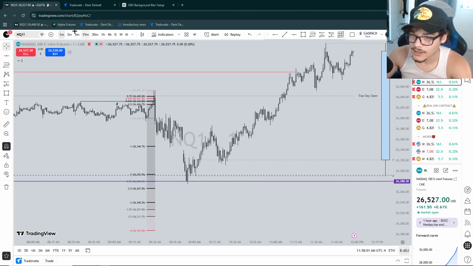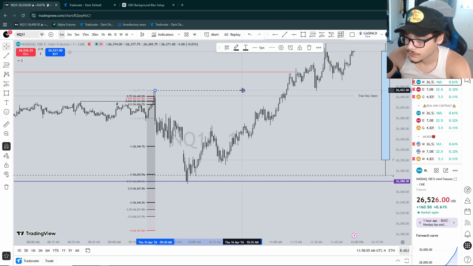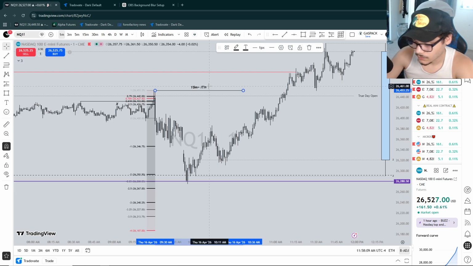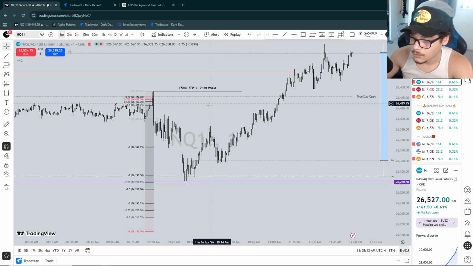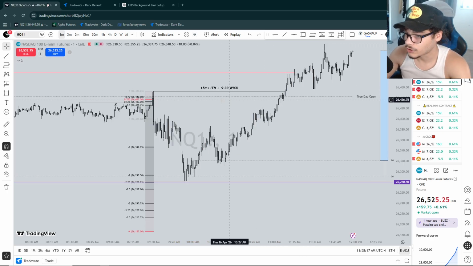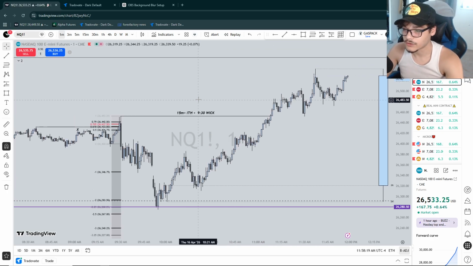So, once I see that, what do I also know? I also know that we left 15-minute internal highs. That's also paired with the 930 wick, because that is market open 930 wick right there. So we know this is a nice liquidity pool, and then we have London high resting right above it.